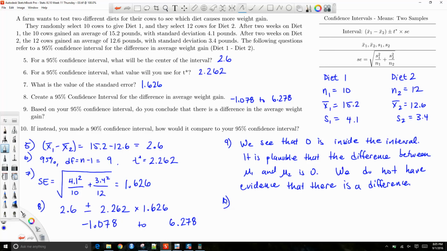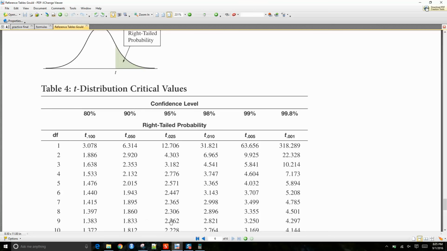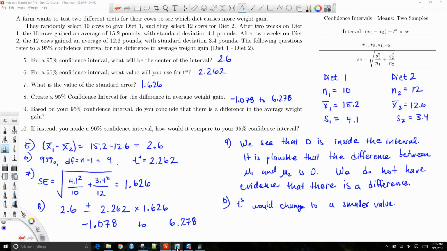Okay, if we made a 90% confidence interval instead of a 95% confidence interval, what would happen? Okay. Yeah, t star would change to a smaller value. Okay, we can see that in the t table. In the t table, instead of 2.262, we would use 1.833. Everything else would remain the same, but making t star smaller would make our interval more narrow. Okay.